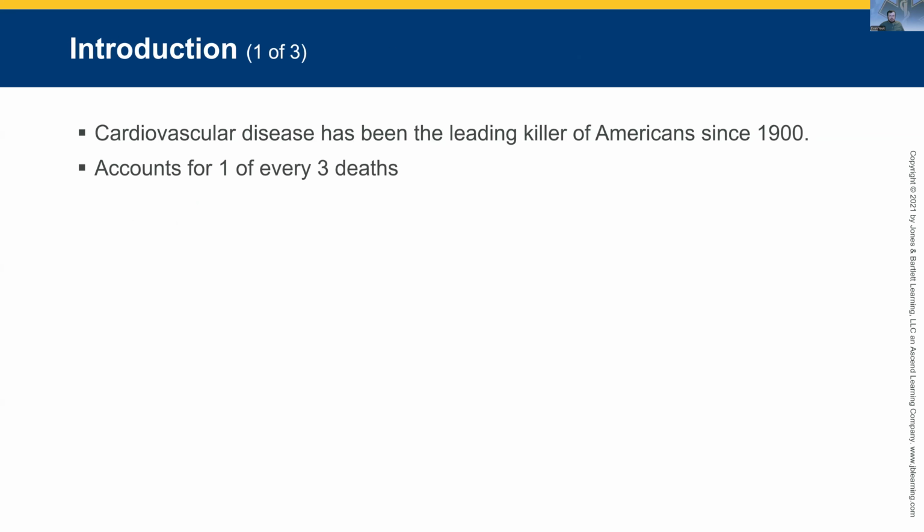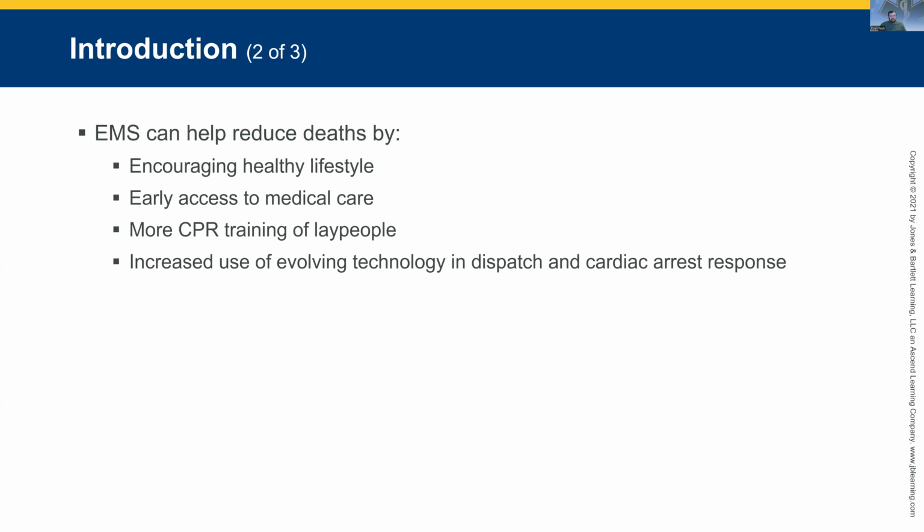So cardiovascular disease accounts for about one in every three deaths. EMS can help reduce death by providing the following service. So, encouragement of people to follow a healthy lifestyle, early access to medical care, more CPR training of the layperson, everyday people getting CPR trained, and increased use of involving technology and dispatch of cardiac arrest response.